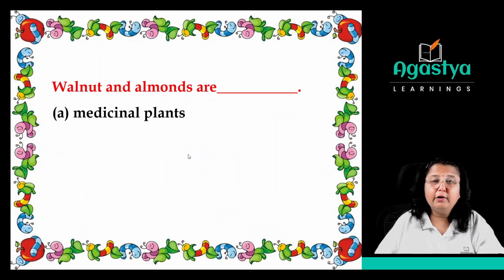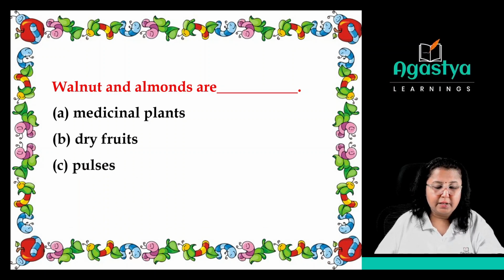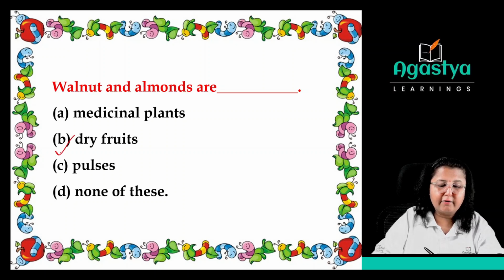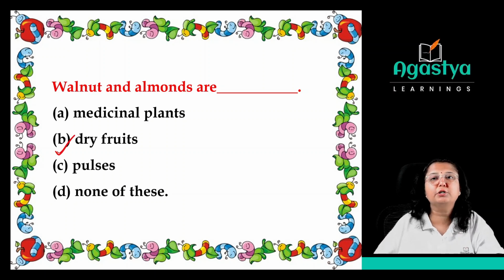Next, walnut and almonds are dash. Are they medicinal plants, dry fruits, pulses, or none of these? Definitely walnut and almonds are the nuts which we call dry fruits. So I choose option B.